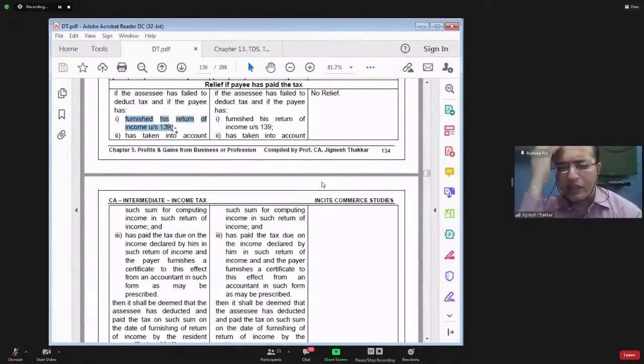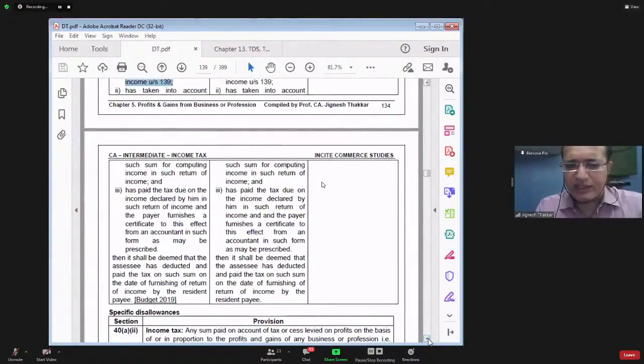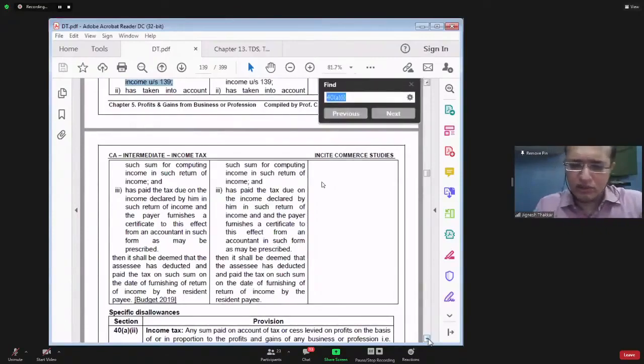In that case, the payer will not be considered as assessee in default, and the payer will be believed to have paid the tax on which date? When the income tax return is filed by the payee. The year in which the payee files the income tax return, in that year the payer is deemed to have deducted tax. In other words, in that year the expense will be allowed as deduction.